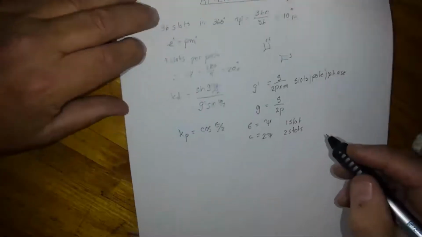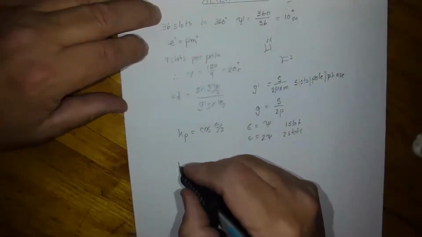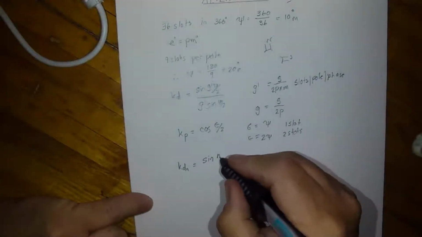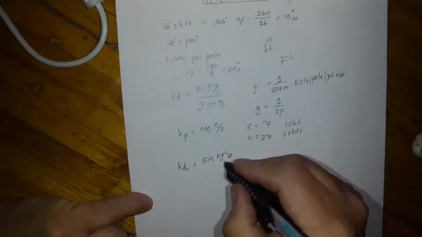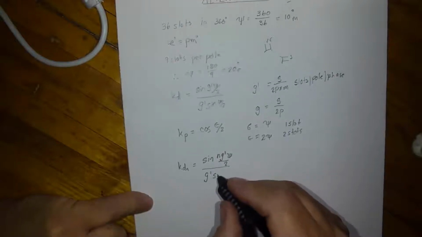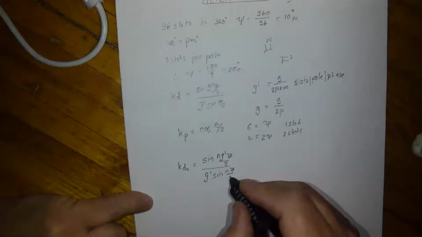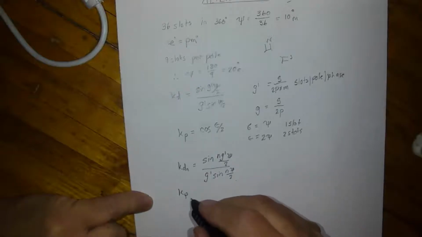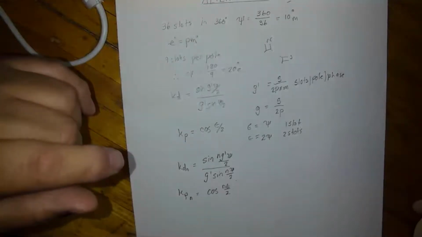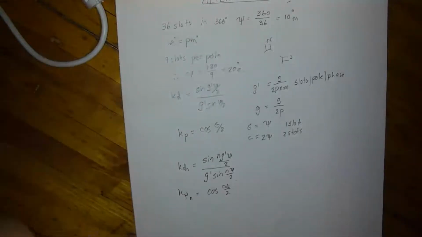And then if we've got harmonics, KD for a certain harmonic N is sine N G dash Psi over 2 over G dash sine N Psi over 2. And the same for KP will be cos N epsilon over 2. And with this, you should be able to solve all your problems regarding winding factors.